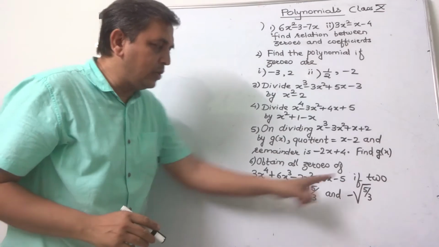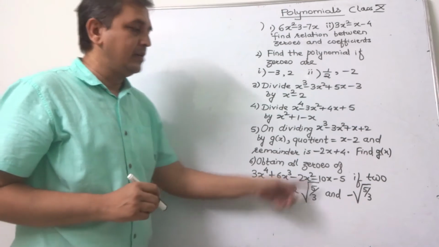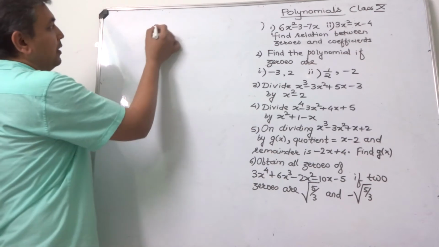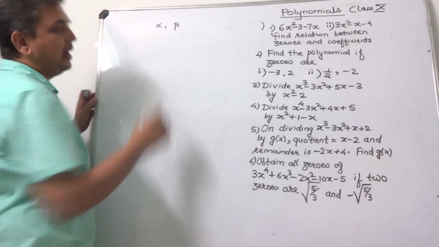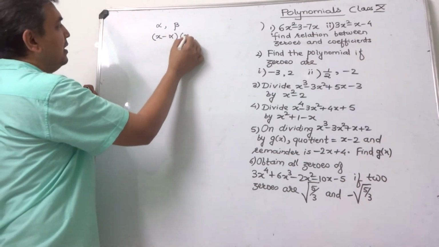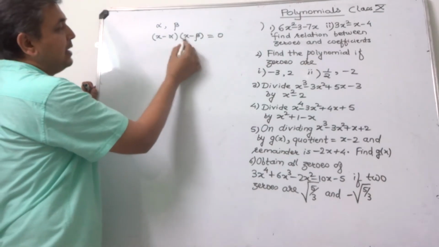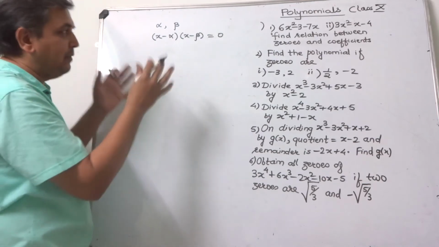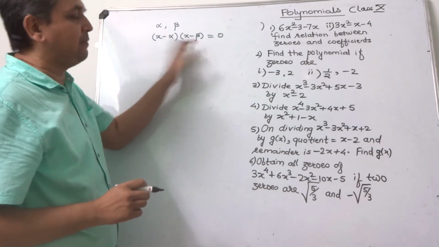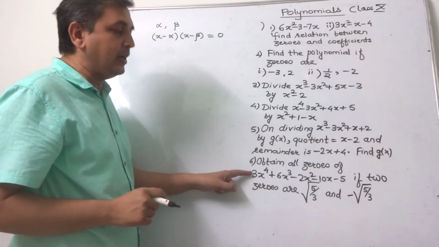Now two zeros of the polynomial are given and we want the remaining zeros. Zeros or roots of the polynomial: if alpha and beta are zeros of the polynomial, then x minus alpha, x minus beta equal to 0. X minus alpha into x minus beta, whatever we get, is also the zero of the polynomial, or x minus alpha, x minus beta, whatever polynomial we get, that is the factor of this.